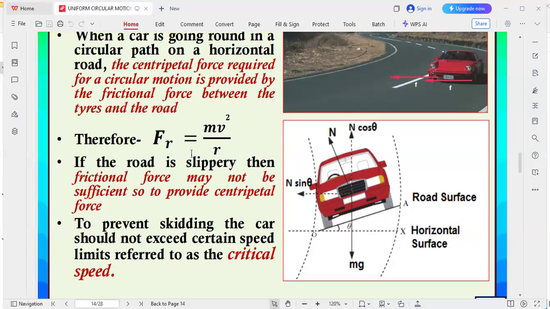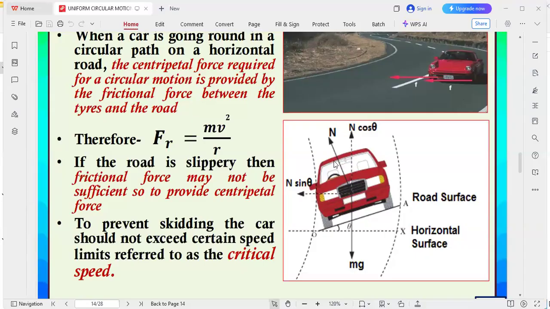Yes, Mandela. I've not understood the n cos theta and n sin theta, so I'm requesting if you could pardon. Okay, let me do so. Yes.